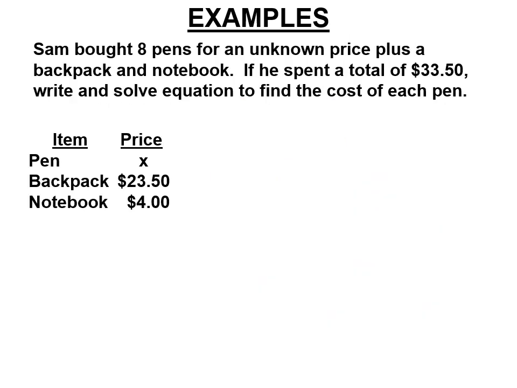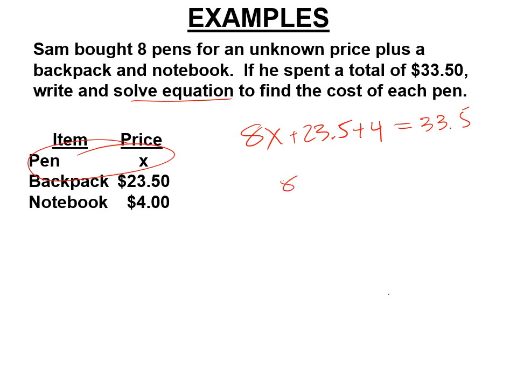Sam bought 8 pens for an unknown price. The pens were X, so it's 8 times X. But he also bought a backpack for $23.50 and a notebook for $4. Again, I'm not putting unnecessary zeros in there. The total is $33.50, and it says use an equation, not an inequality. So we haven't gotten it to a two-step, so let's clean this up. $23.50 plus 4 is $27.50. I think we can do that in our head. So that's the equation written.